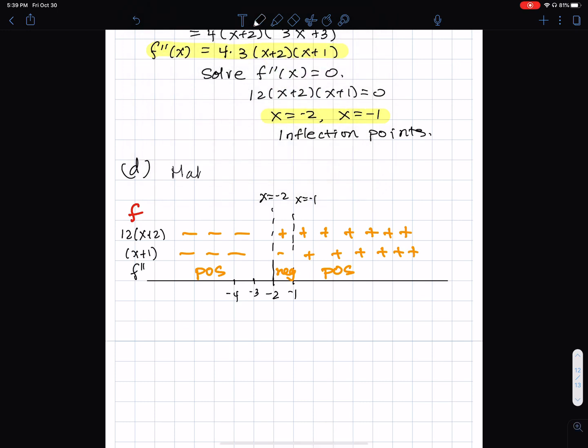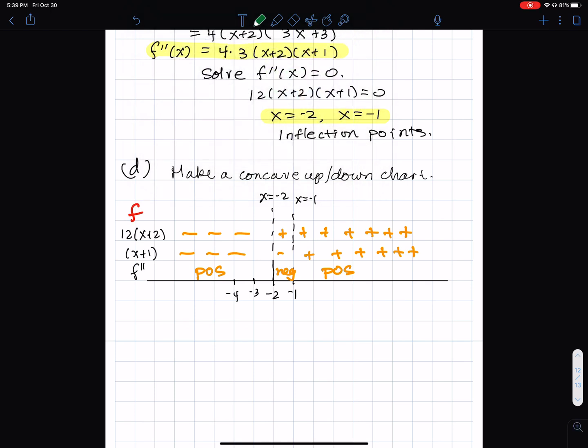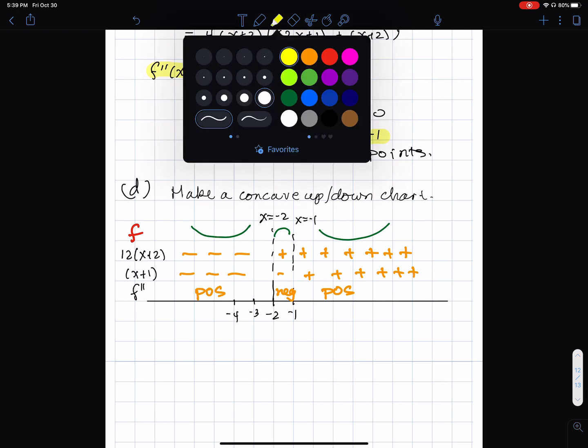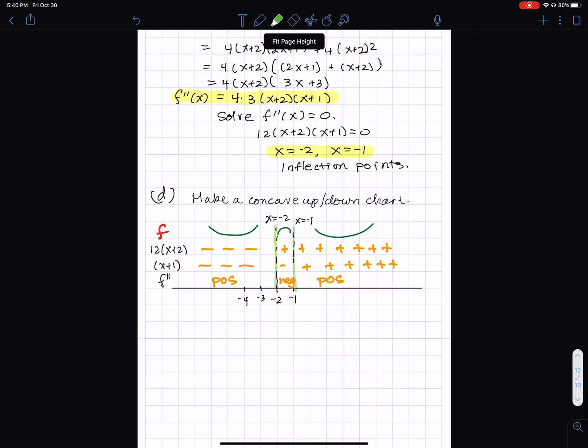So, make a concave up, concave down chart. All right, now f double prime positive means that f is concave up, f double prime negative is concave down, f double prime positive means f is concave up. And what are those partition points dividing the number line, those which make those vertical lines? They're not vertical asymptotes. They correspond to x equals -2 and x equals -1, which are inflection points. Then what we're going to do is simply plot points.